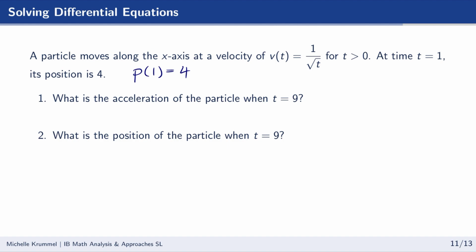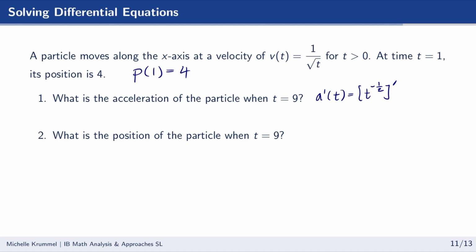Well, acceleration is the derivative of velocity. So acceleration equals the derivative of the velocity. And I'm going to rewrite 1 over the square root of t as t to the power negative 1/2. So we need to take the derivative of that using the power rule. Now, once you start learning about antiderivatives, it's easy to get confused. Am I using the derivative rule or the antiderivative rule? But here we want to take the derivative.